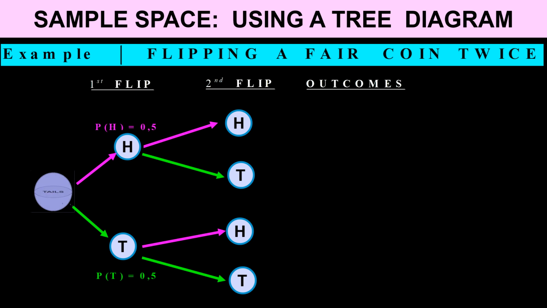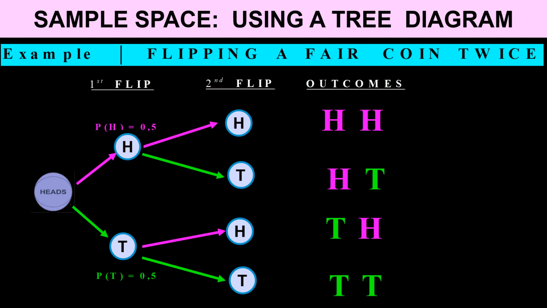Let's list the outcomes. So after flipping a coin twice, we can have, as you can see there, just follow the color, heads and heads there. And then we have heads and tail. And then we can have tails and heads. And then we can have tails and tails. So those are the 4 outcomes that you can have.